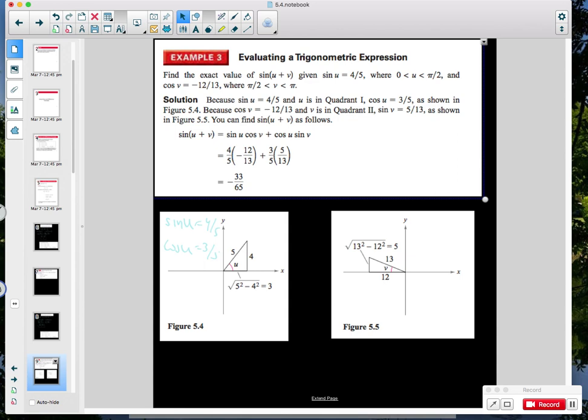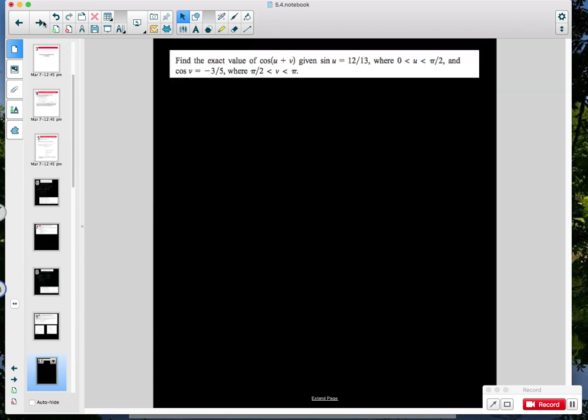It was given to us that cosine of v equals negative 12 over 13. So what is sine of v? Let me ask Ethan. Sine is opposite over hypotenuse. What is it? 5/13. Excellent. So now that I have the sine and cosine of u and the cosine and sine of v, I can just use the formula: the sine of the sum is sine cosine plus cosine sine. I plug in the values and I find negative 33 over 65. So you can practice this, finding cosine of u plus v.